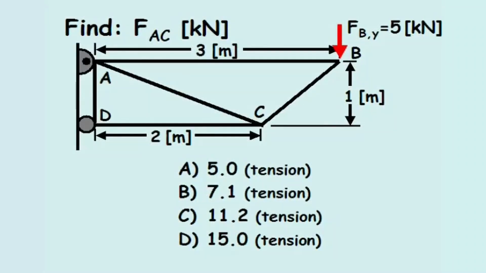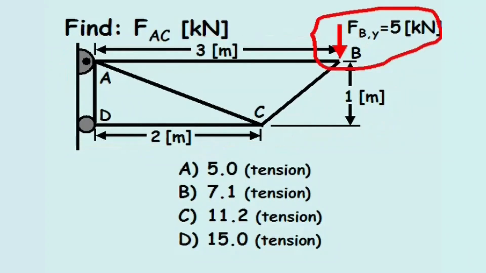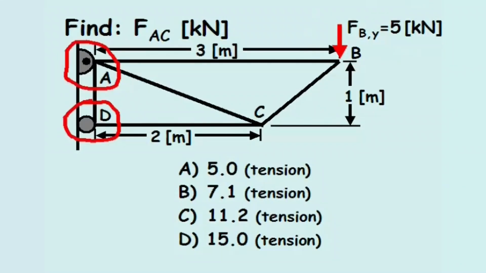Find the force in member AC in kilonewtons. In this problem, a truss of given dimensions is shown and subjected to a 5 kilonewton vertical load at point B. All members are rigid, and the wall connections include a pin connection at point A and a roller connection at point D.